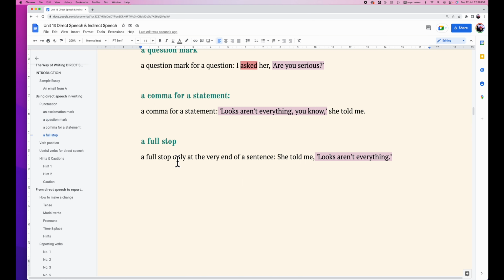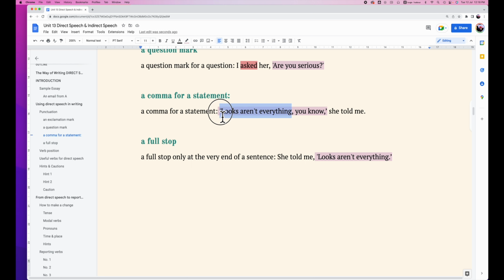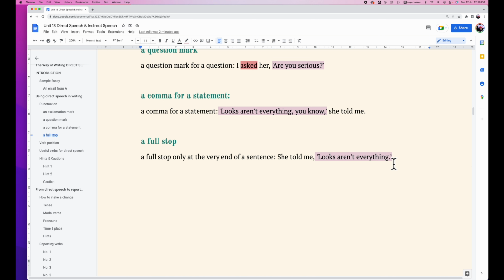Then when should we use a full stop? Let's take a look. A full stop goes only at the very end of a sentence, when the direct speech is finished. For example, she told me, comma, and the direct speech, "Looks aren't everything." You see, we put this at the end of the sentence, and at the end we have a full stop. But again, the full stop should be put in front of the closing quotation mark.